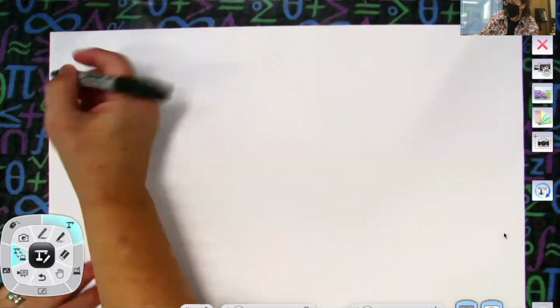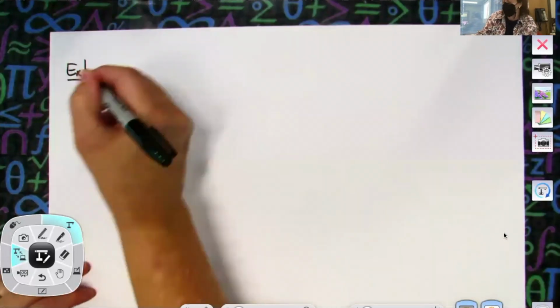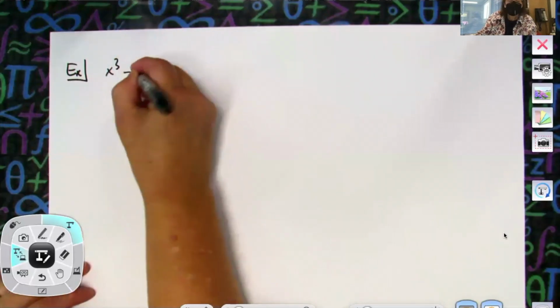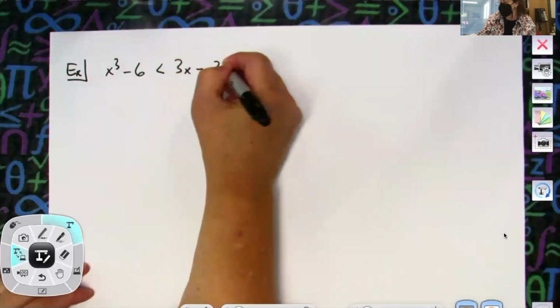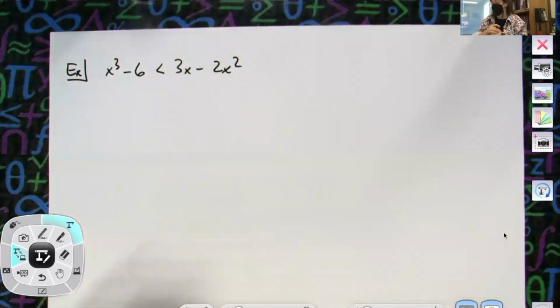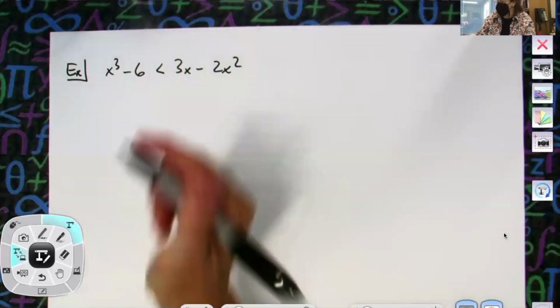They are not all going to be in factored form. So let's suppose we had one that looked like x to the third minus 6 is less than 3x minus 2x squared. That works. Not in factored form. I've got x's on both sides of the equation, so we don't want that. If I'm going to try to solve it, first step's going to be what? Move everything to the left.